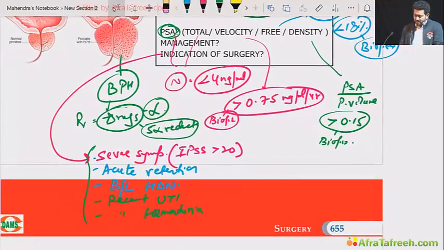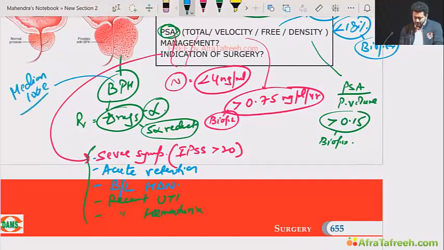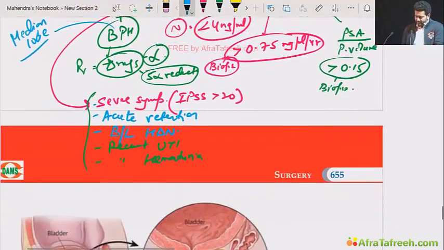From which lobe does BPH generally arise? Median lobe. In the later part it can involve the lateral lobe also, but the median lobe is the main one from which it arises.